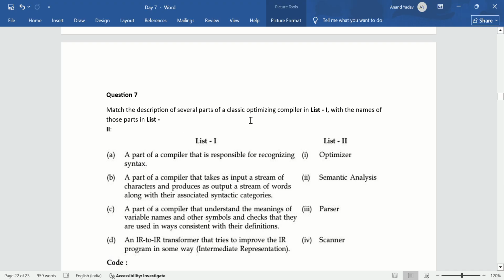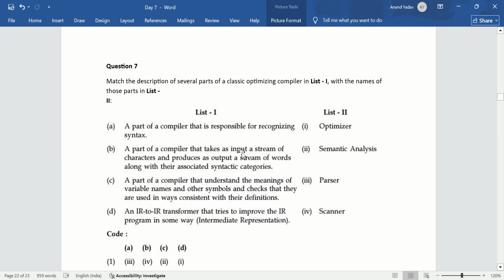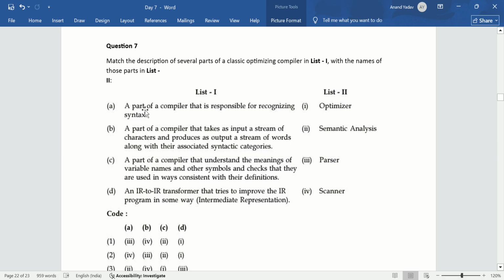match the description of the several parts of a classic compiler. This is for matching. A part of the compiler that is responsible for recognizing syntax is the parser. For syntax recognition we will use the parser. A part of the compiler that takes as input a stream of characters and produces a stream of words along with syntax.